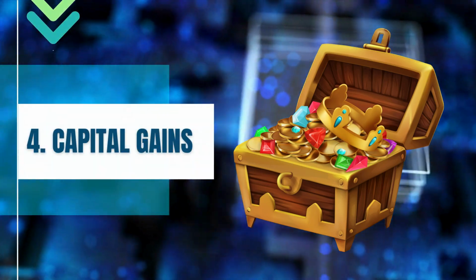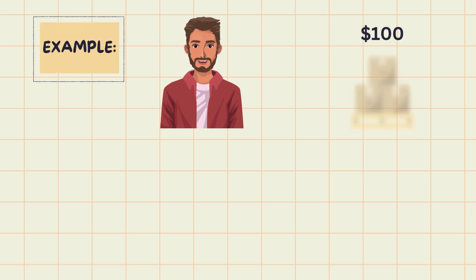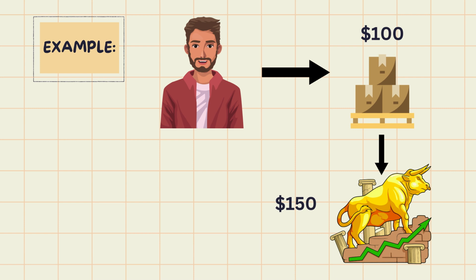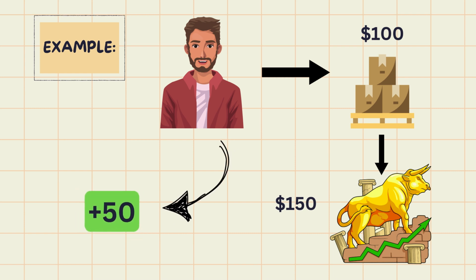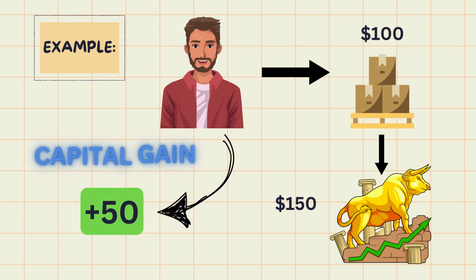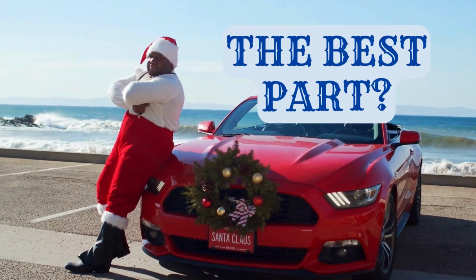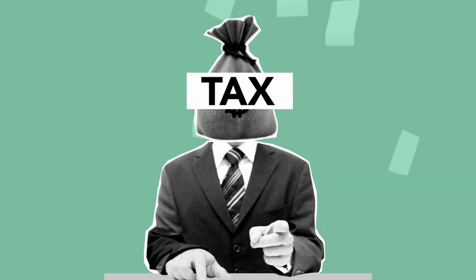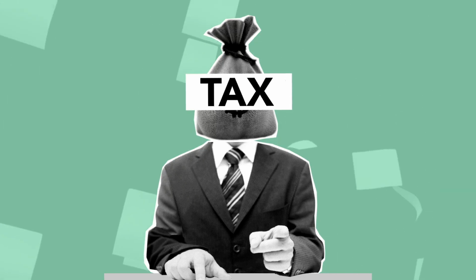Capital gains are like finding treasure. You buy something, like a stock, for $100 and over time it gets more valuable. If you sell it for $150, you've made $50. This is your capital gain. The best part? You only pay taxes on it when you sell the treasure, not while you're holding it.